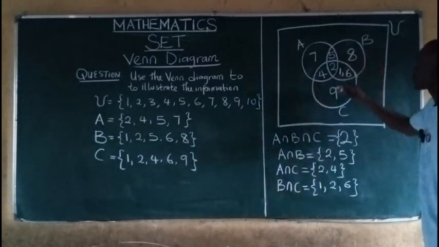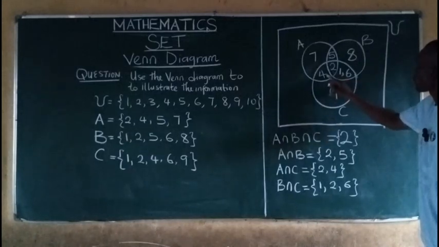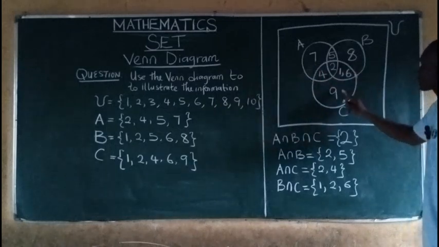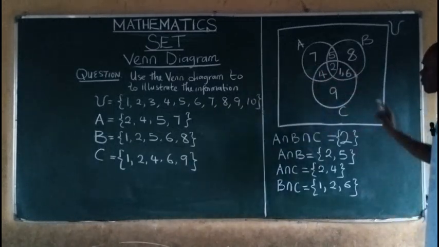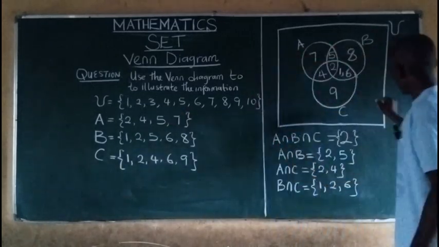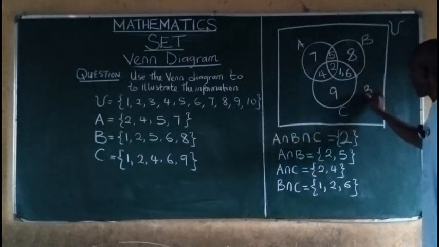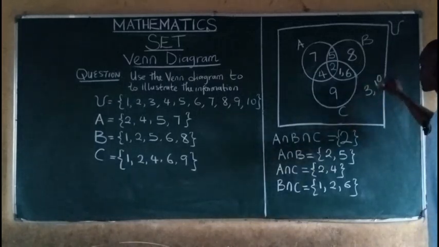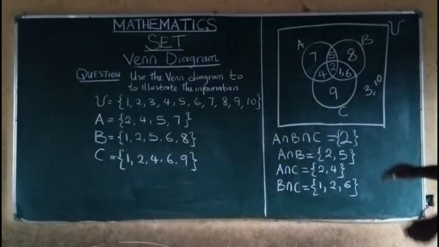And if we watch out, we have 1, 2, 4, 5, 7, 8, and 9. Some numbers are missing. That is 3 and 10. That 3 and 10, we can put anywhere around the universal set. So this is how to compute questions on Venn diagram.